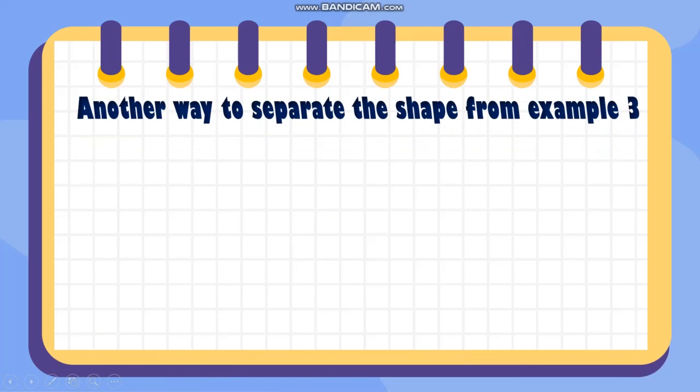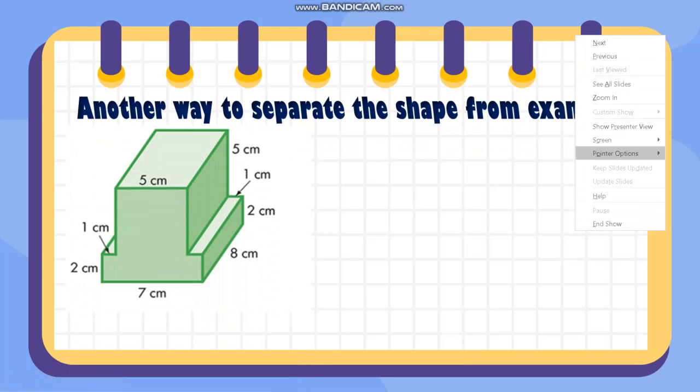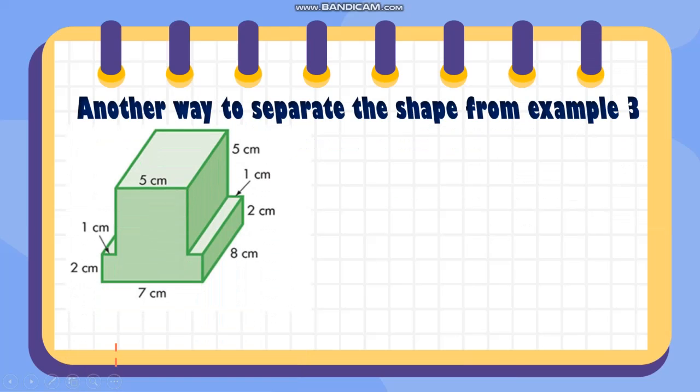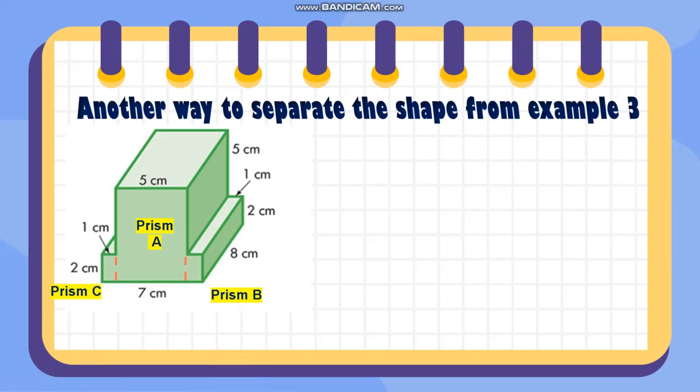Now, what is another way to separate the shape from example number 3? So if I'm going to separate the shape in example number 3, I'm going to separate it here and here. So I have 3 shapes now. This is prism A, prism B, and prism C. So I'm going to highlight this one so that you can identify this figure. Okay, so that's it.